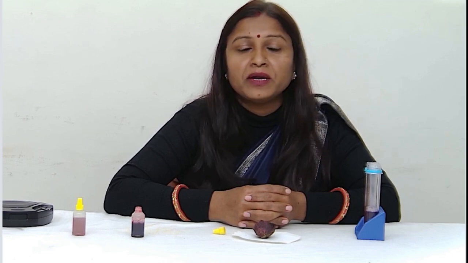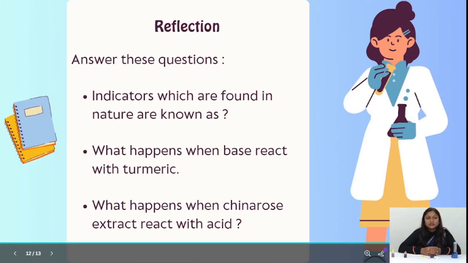So here, just to test your knowledge, I have framed a few questions. Please answer these questions. Question number 1, indicators which are found in nature are known as what? Think of it. What happens when bases react with turmeric? What happens when China rose extract reacts with acid? I hope you know all the answers.